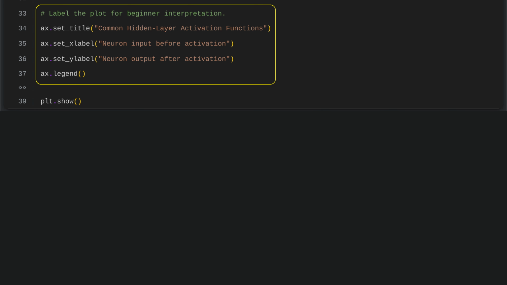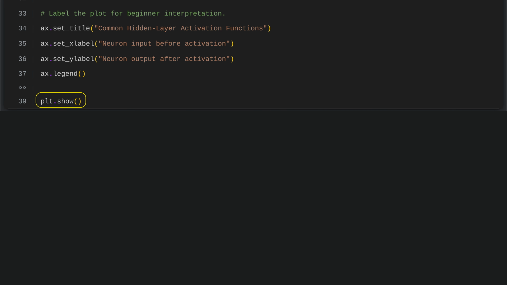The plot is labeled to make the activation function curves easy to understand. Its title identifies the topic as common hidden layer activation functions, while the axes show neuron input before activation and neuron output after activation. A legend names each curve so viewers can tell the functions apart.